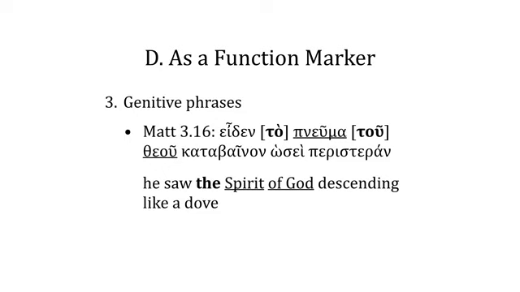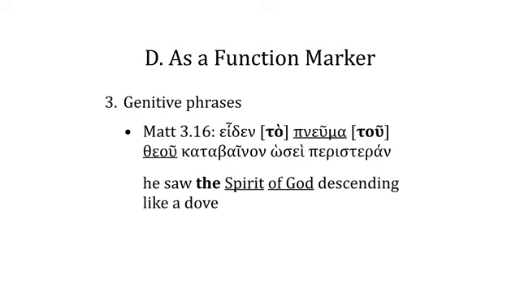And here we have, he saw the Spirit of God descending like a dove. This is Jesus' baptism. And you notice that I've put the article before pneuma and before theou in brackets. And that's because a number of manuscripts don't have the article before either word. The manuscripts are uniform in either dropping both articles or in having both articles. That follows Apollonius' canon. That's typically what you see.